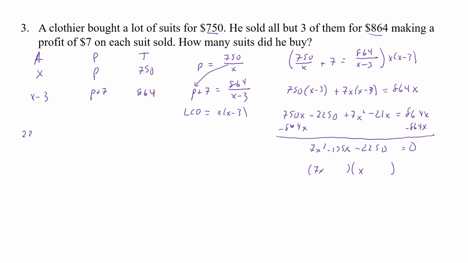So 2250. Let's try, how about 2250 divided by 15. And so that's going to be 15 and 150. Now we need to take 7 times 15, that's 105, minus 150, that's not 135.